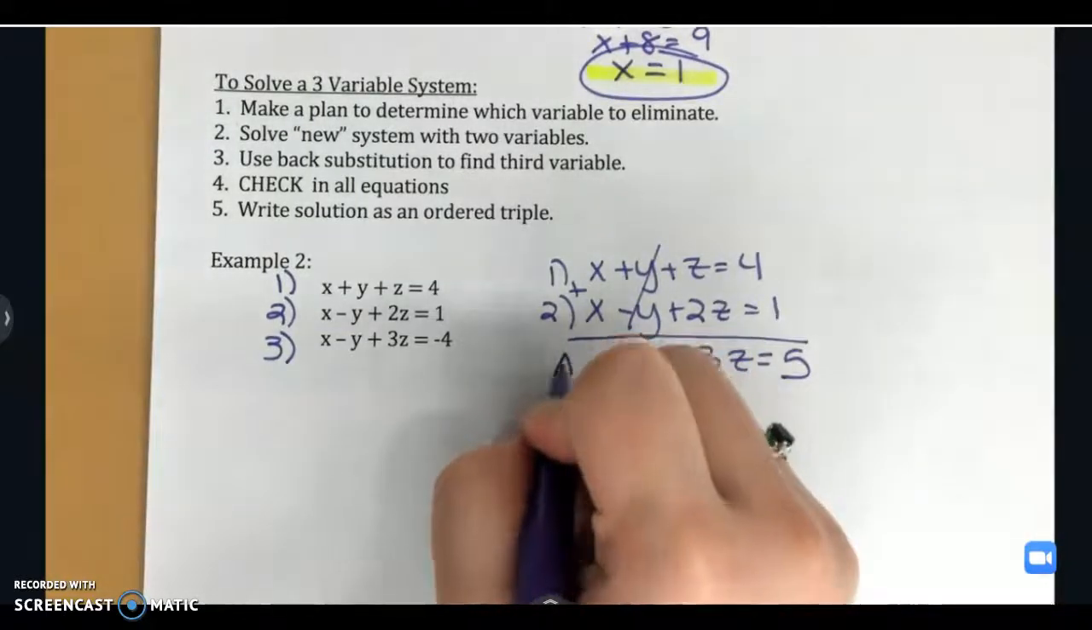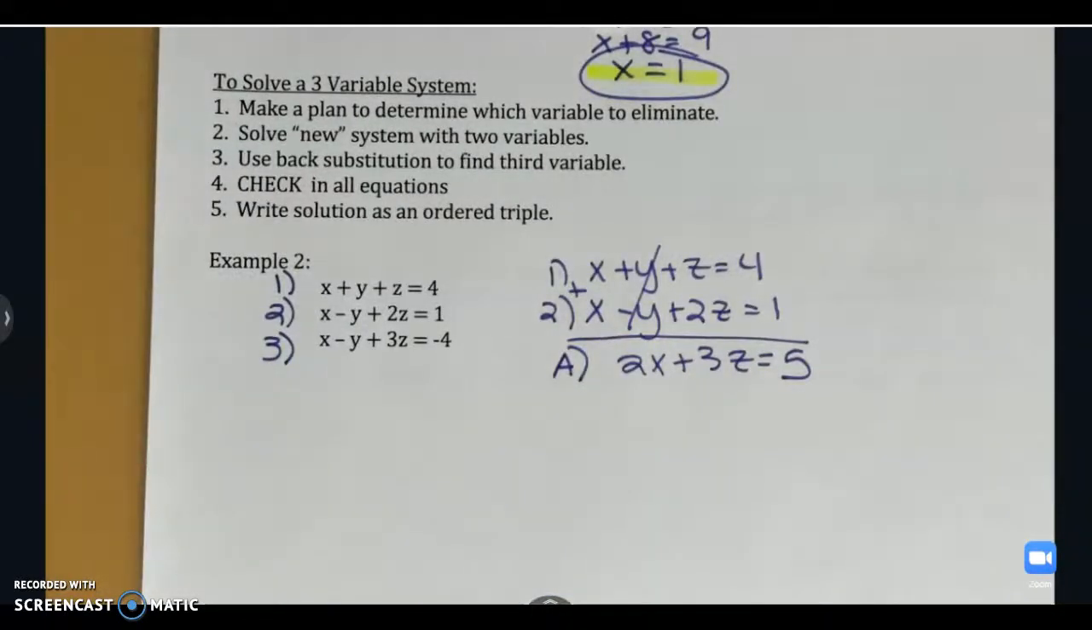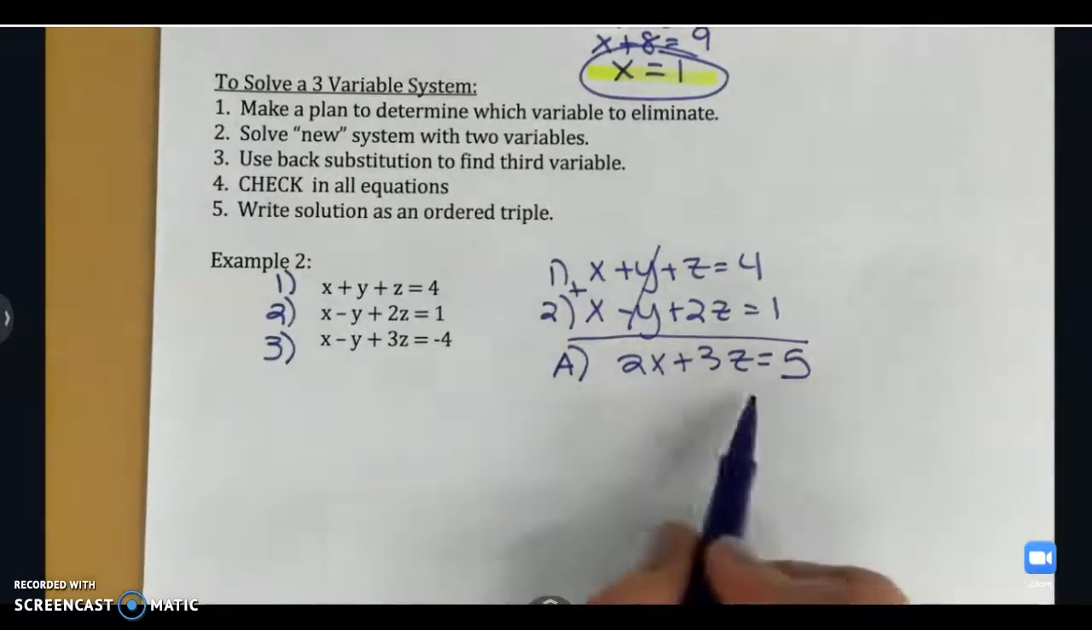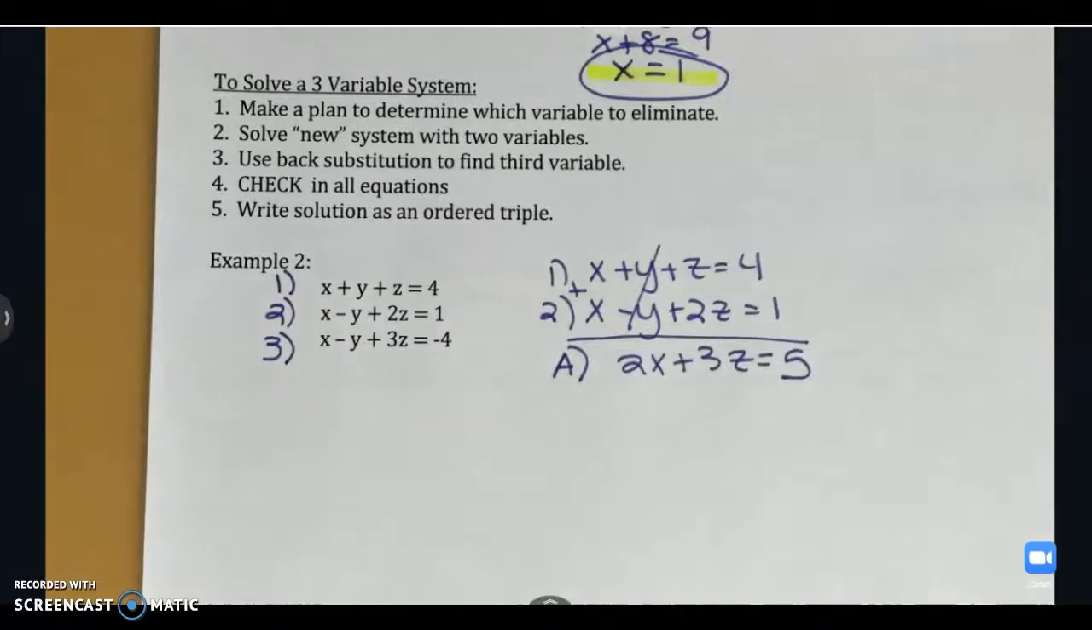And I'm going to call this equation that we made by combining 1 and 2, I'm going to call that A. I have this A equation with just x and z. So because I canceled my y's the first time, I need to do this again with a different pair of equations. So once you decide on the variable to cancel, we have to do this twice.